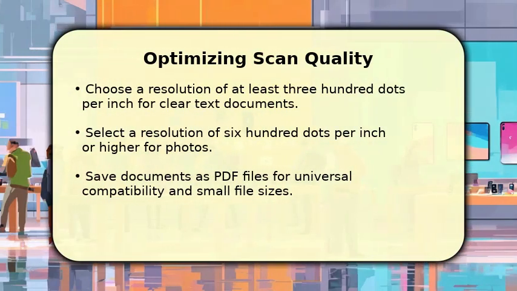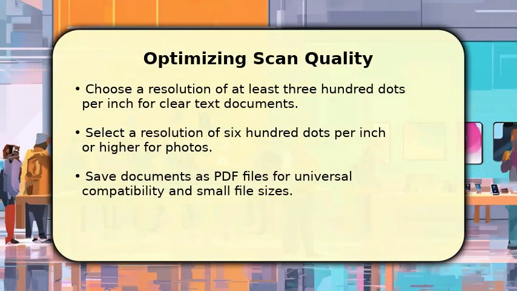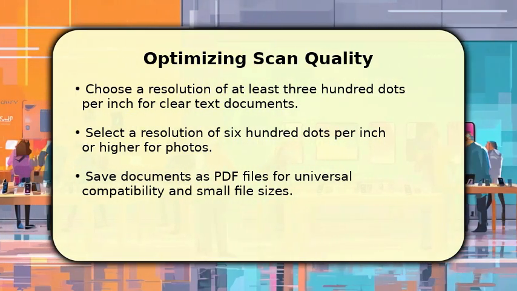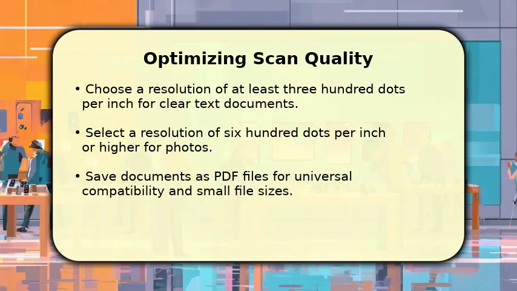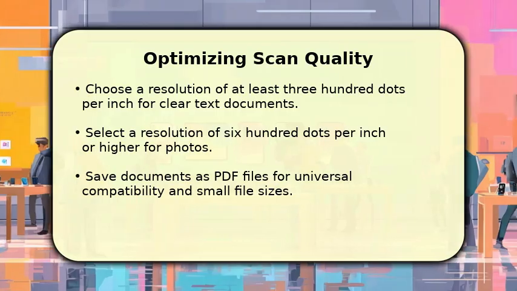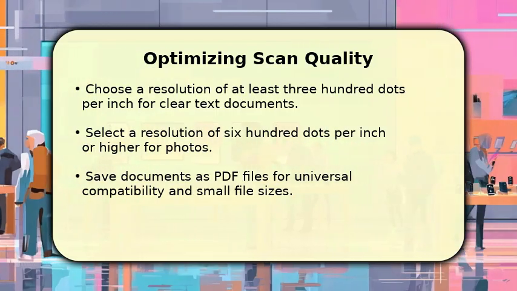Selecting the correct resolution is vital for scan quality. For standard text documents, aim for at least 300 dots per inch to ensure clarity and readability. If you are scanning photographs, a higher resolution of 600 dots per inch or more will capture fine details effectively.